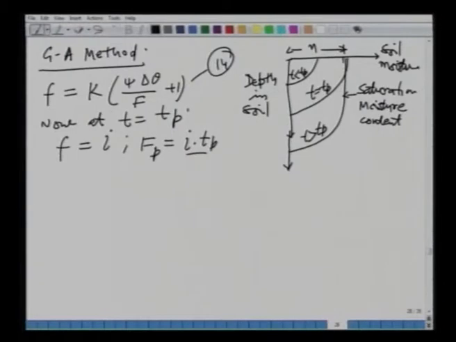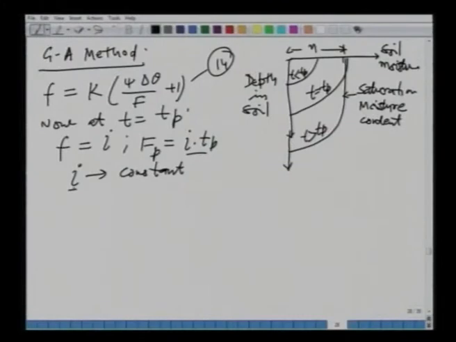Now, one thing we should understand here is that during this whole analysis we are assuming that the rate at which rain is falling, or I, is constant. During that time interval, for an hour or 2 hours or whatever, the I is constant. If I is not constant, then this whole analysis will not be valid. So, under this constant rainfall intensity assumption, we are deriving this.